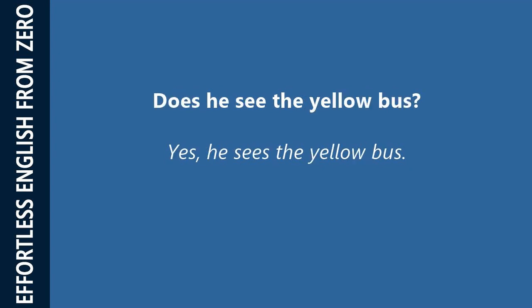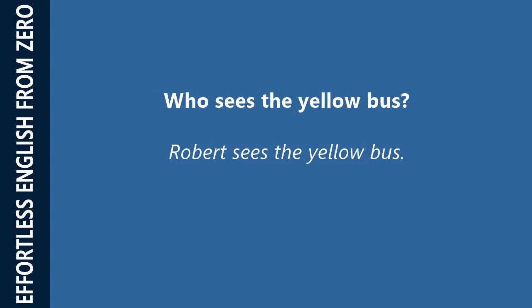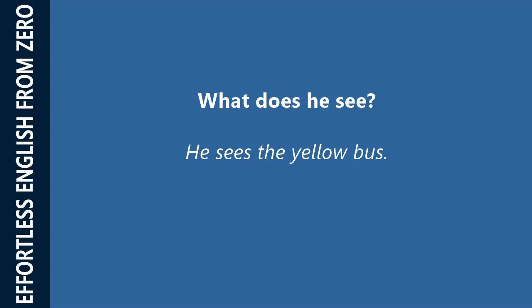Does he see the yellow bus? Yes, he sees the yellow bus. Who sees the yellow bus? Robert sees the yellow bus. What does he see? He sees the yellow bus.